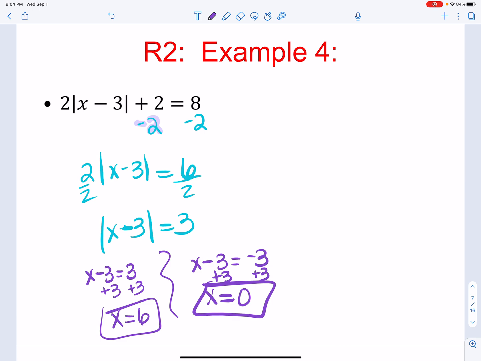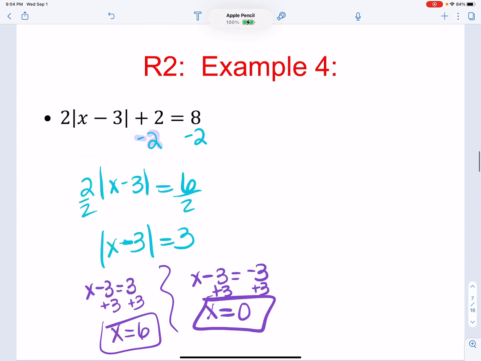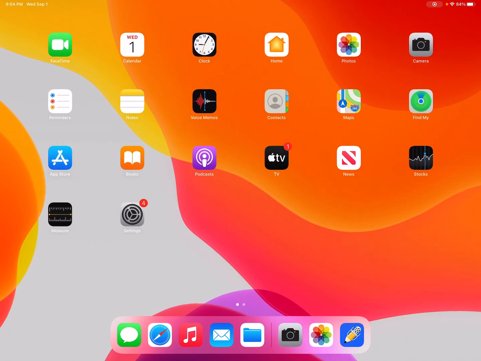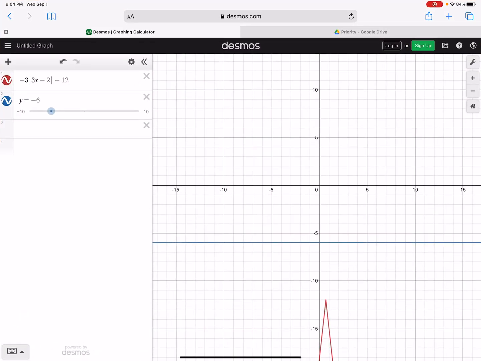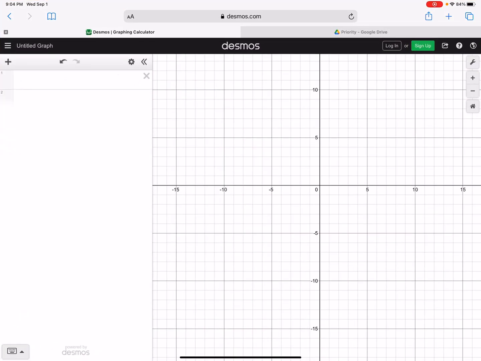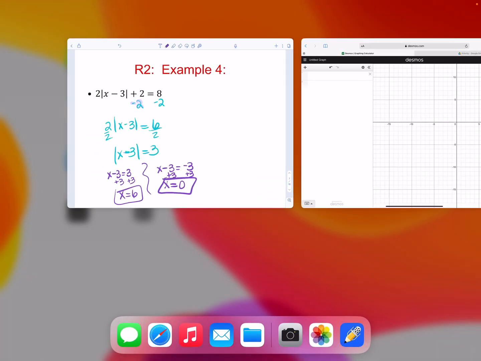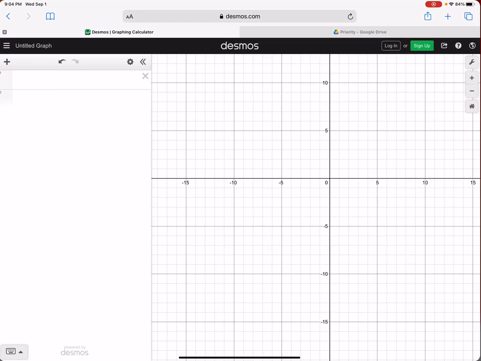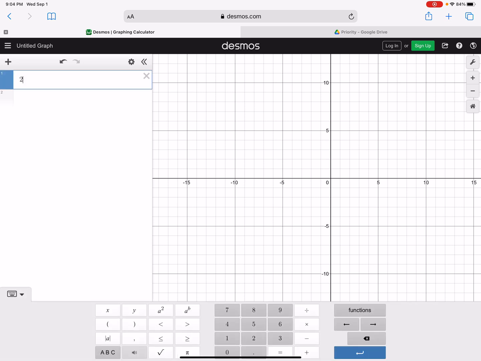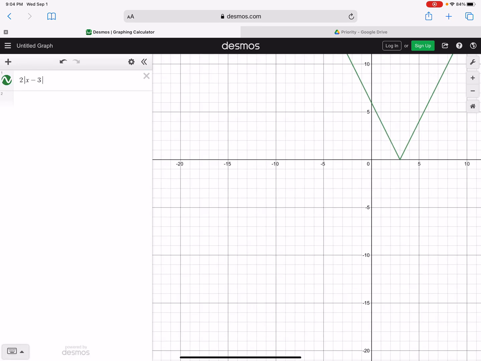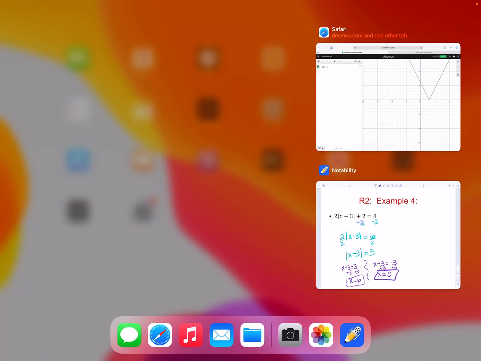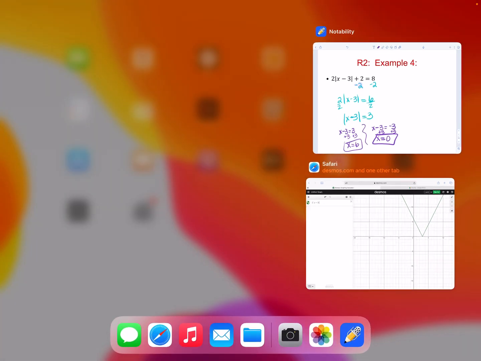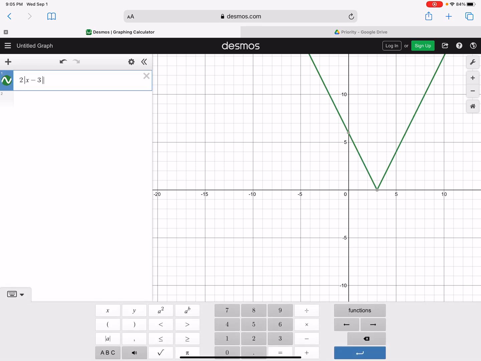I'll be better tomorrow. So anyway, I was just going to go into Desmos again, and I don't know why the sound disappeared on me, but I'm going to cancel these and just do a new one. So that side is 2 absolute value x minus 3, plus 2, and then it equals 8. Okay, so plus 2.